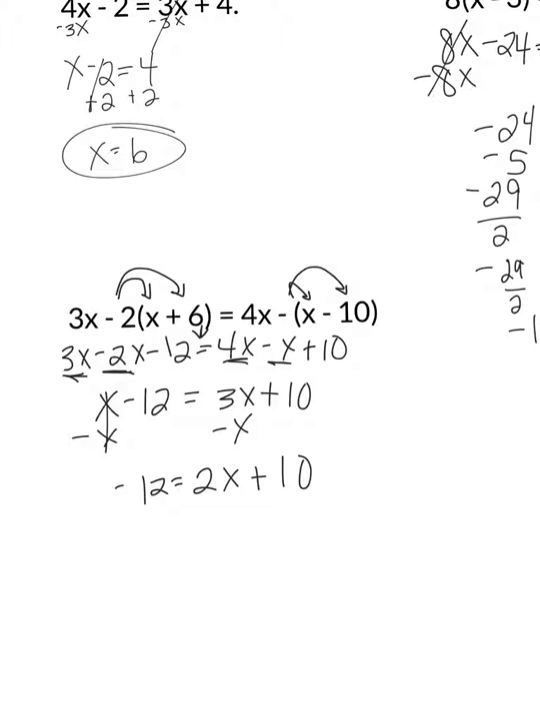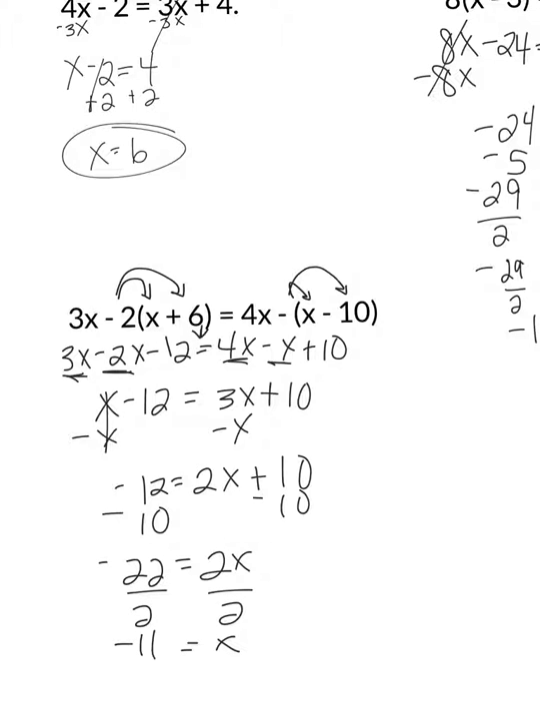So now it's a two-step equation. So minus 10 from both sides. You get negative 22 equals 2x. And then divide both sides by 2. So x will equal negative 11.